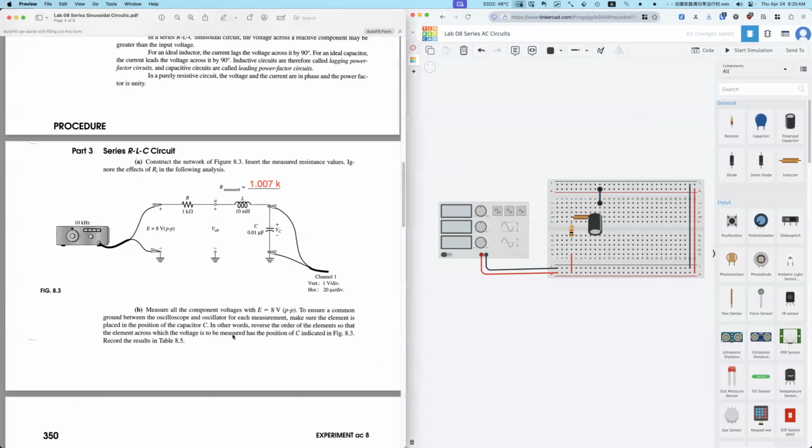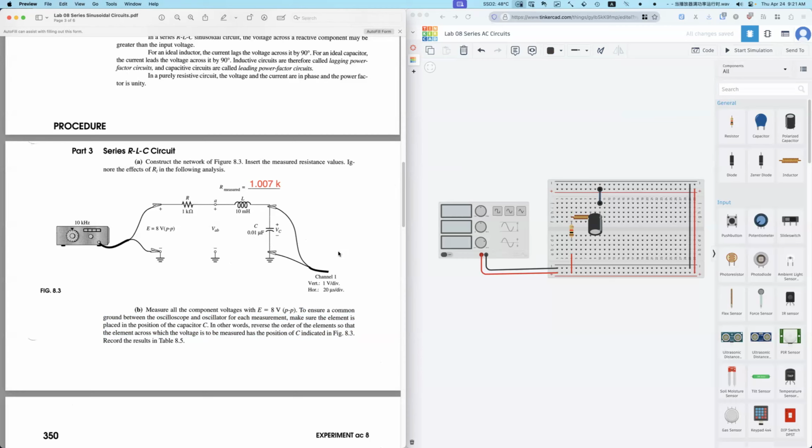So make sure the element is placed in the position of the capacitor C. You need to reverse the order of the elements so that the element across which voltage is to be measured has the position of the capacitor here.